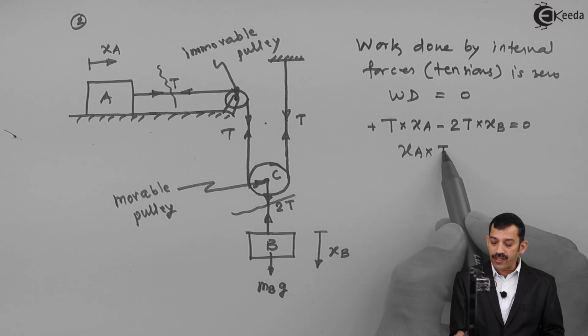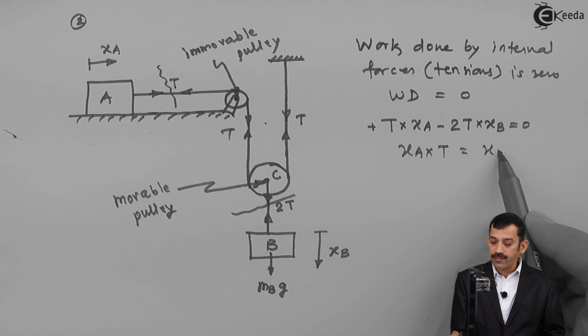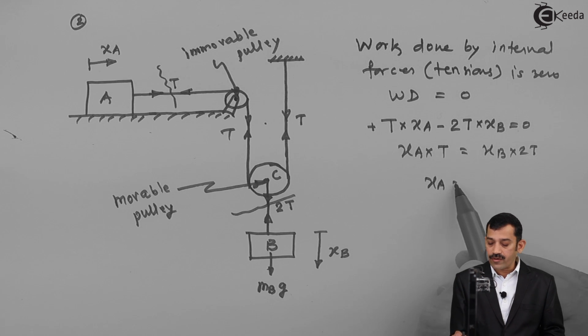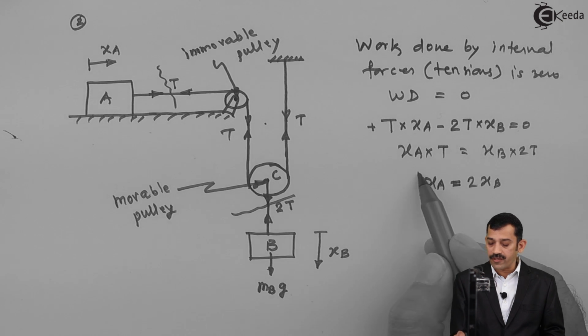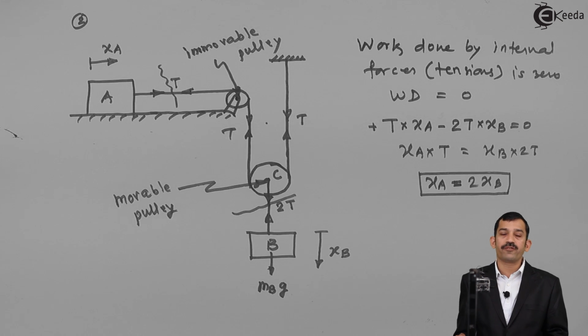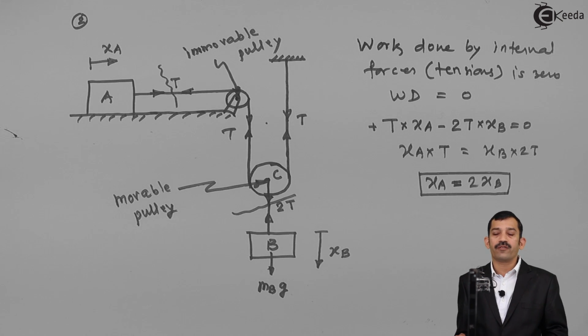XA into T equal to XB into what? Twice T. Now the T term gets cancelled, so what will we get here? XA equal to what? 2 times XB. In short, what are you getting? The relation between displacements. That means, to find the relation between these displacements, what do we have to do? Work done by internal forces equal to 0. And which one directly also it is possible, we will discuss later on.